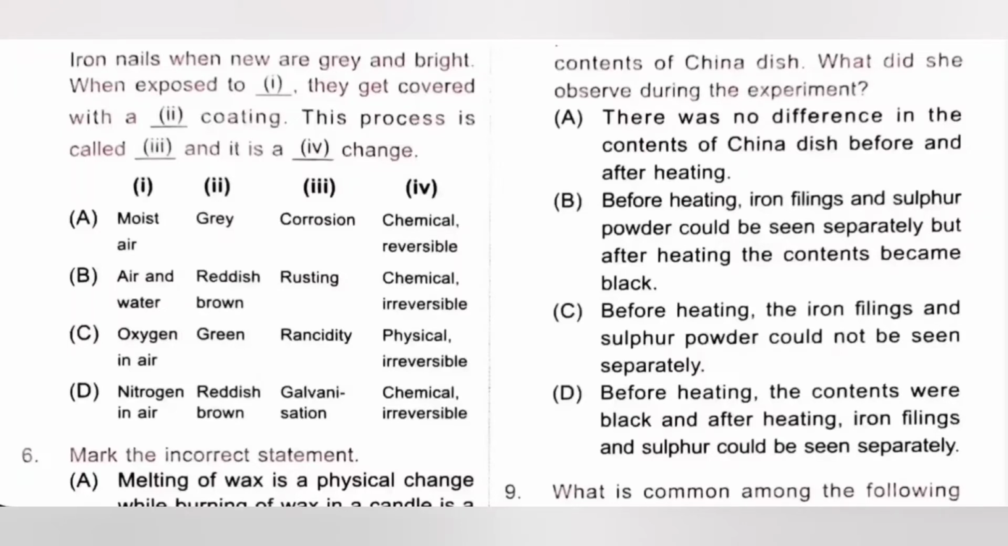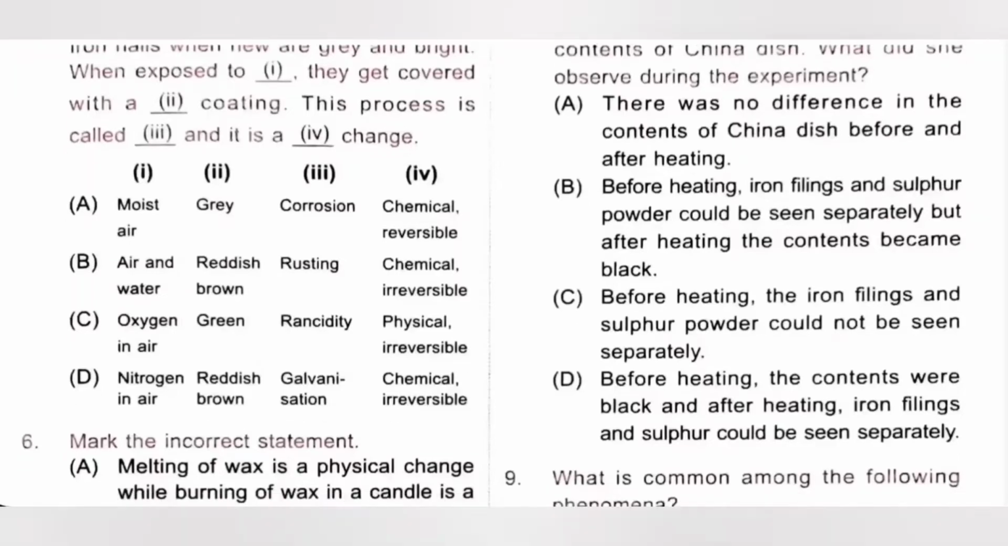C. Before heating, the iron filings and sulfur powder could not be seen separately. D. Before heating, the contents were black, and after heating, iron filings and sulfur could be seen separately. So, on heating, iron reacts with sulfur to form a black solid of iron sulfide. This is an irreversible chemical change.